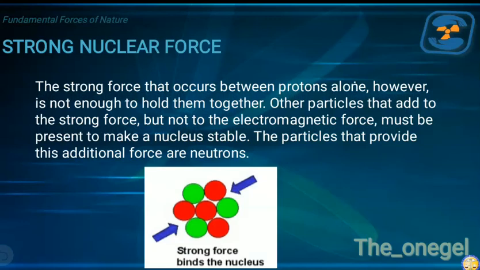The strong force that occurs between protons alone, however, is not enough to hold them together. So other particles that add to the strong force, but not to the electromagnetic force, must be present to make the nucleus stable. The particles that provide this additional force are neutrons. So thanks to the presence of neutrons, which build up the nucleus, which is the center of the atom.